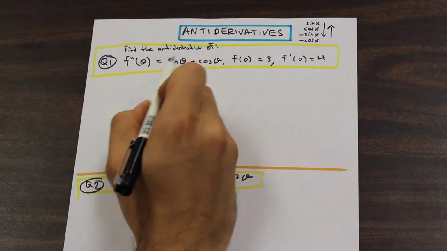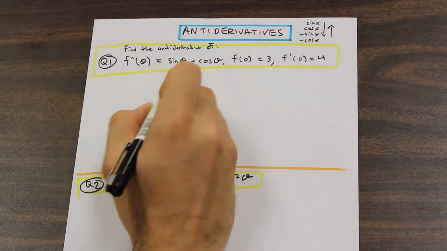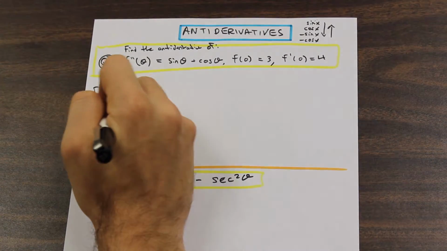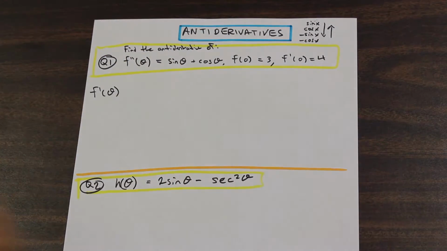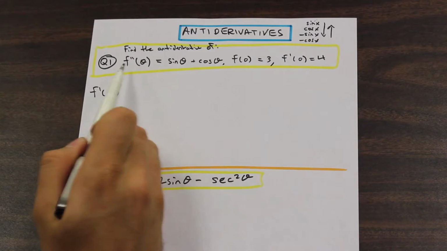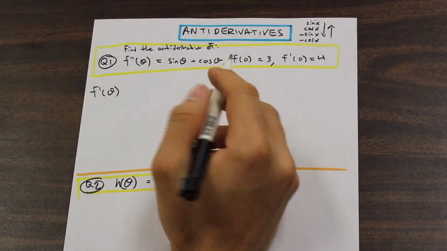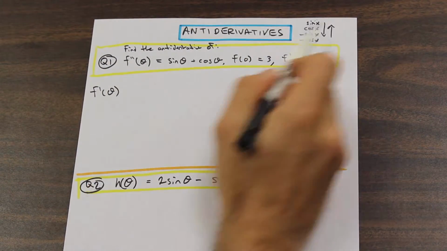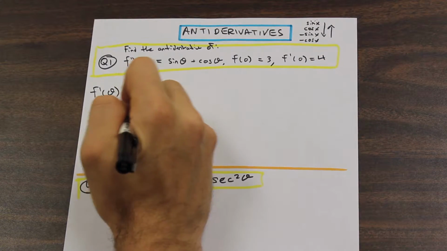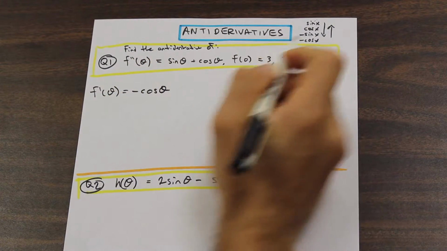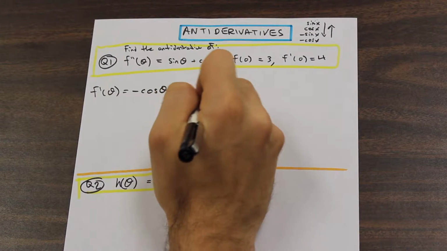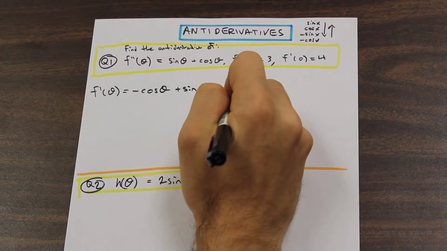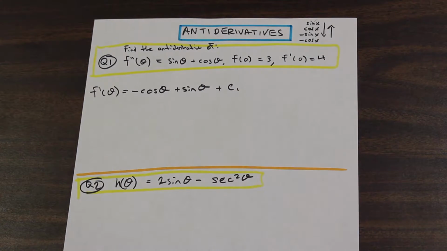Okay, so let's do that. Let's find the antiderivative of, and we're just going to do f single prime now, because we took one of the primes away. This is the second derivative here, so we want to go back to the first derivative. So the antiderivative of sine is negative cos, and the antiderivative of cos is sine, positive. And we can't forget our plus c. Okay, so that's the first part of our question done.